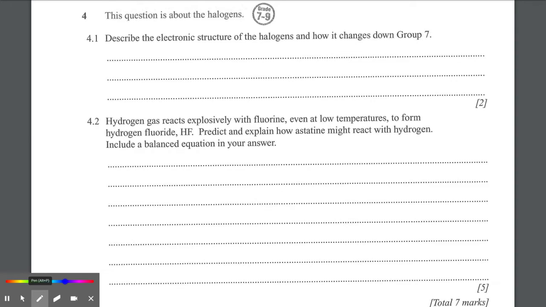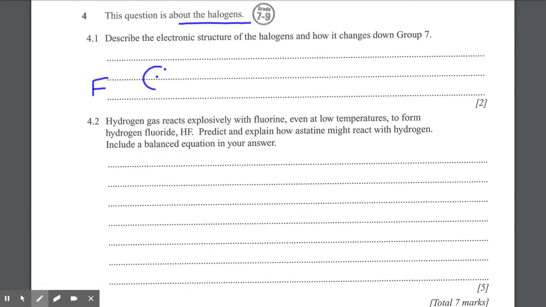Okay, so final question in the group 7 element section. This is question 4. This one again is about the halogens, and it's asking us to describe the electronic structure of the halogens and how it changes down group 7. Now, as we've already looked at, the primary characteristic of a group 7 element is the fact that it has 7 electrons in its outer shell.